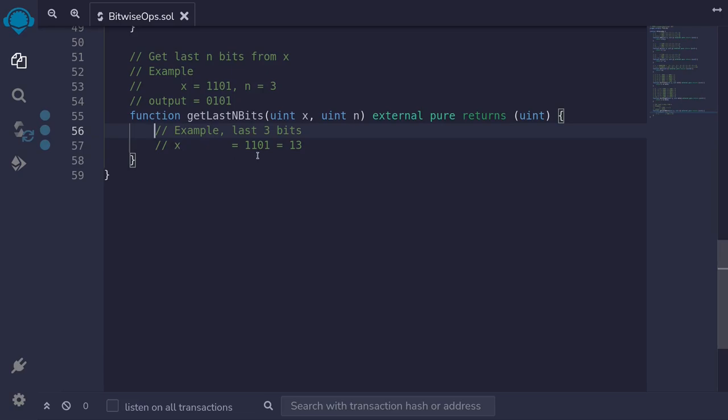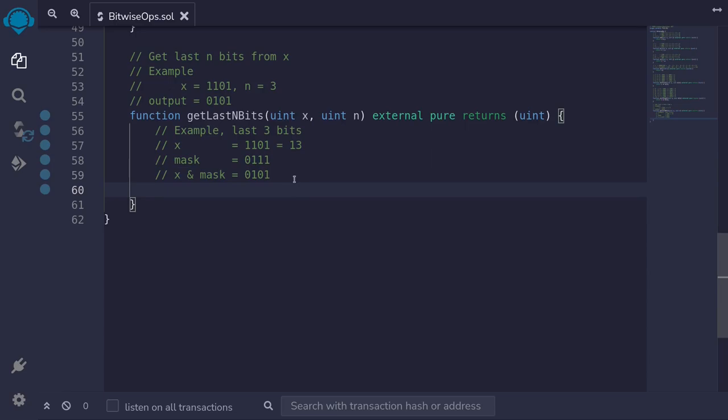For example, let's say x is equal to 1101 and we want to return the last 3 bits. The first thing that we'll do is create a sequence of 3 ones. I'll name this mask. So this will be equal to 0111. Next, we'll do an AND operation on x and mask to return the last 3 bits. So x and mask: 1 and 0 is equal to 0, 1 and 1 is equal to 1, 0 and 1 is equal to 0, and 1 and 1 is equal to 1. And notice that we have returned the last 3 bits from the input x.